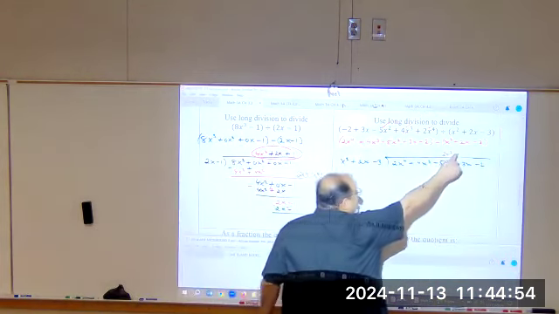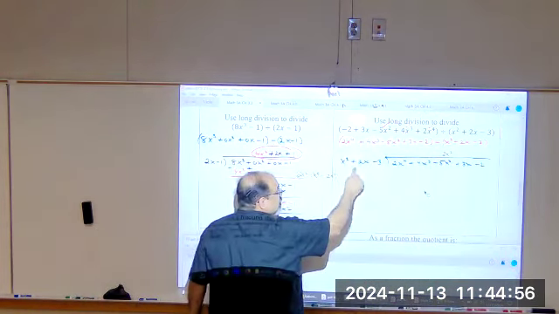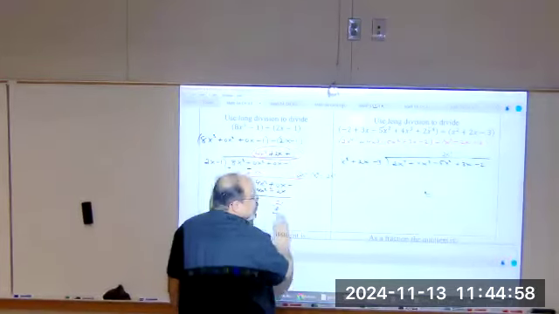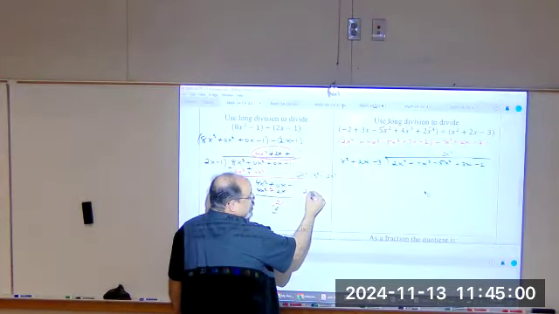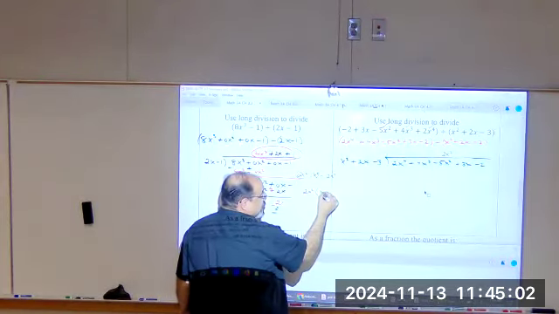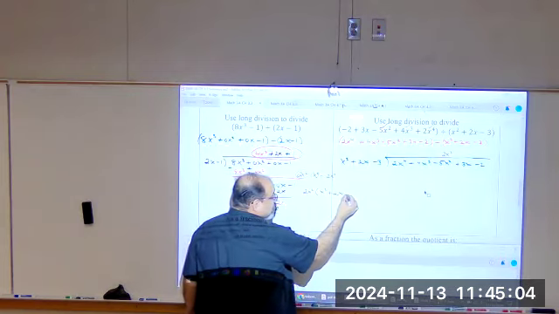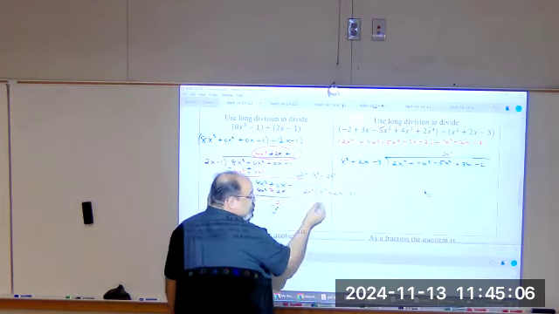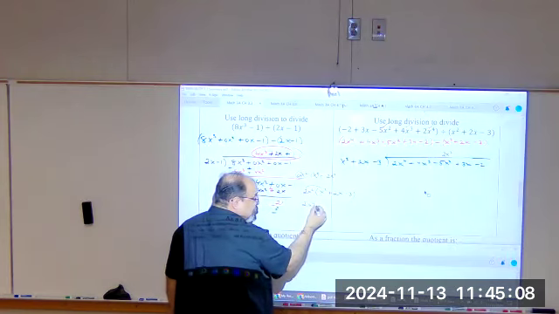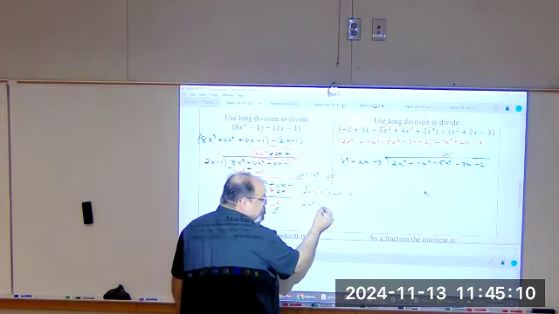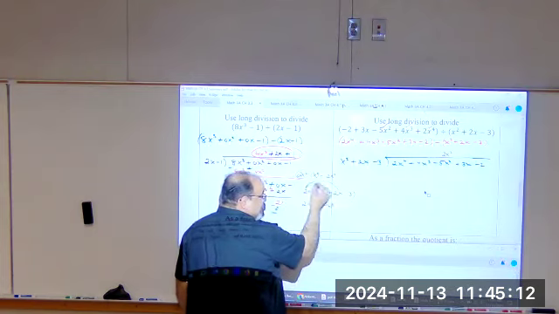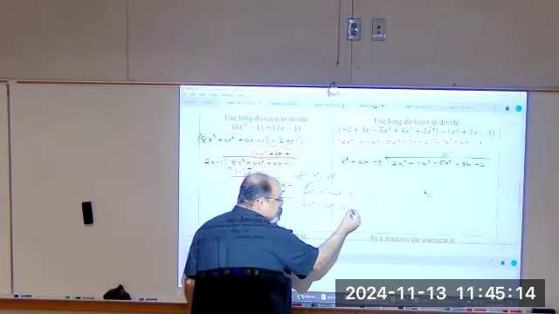Distribute. It's that 2x to the second times each one. If you have to write it on the side, do it. That 2x squared times this x squared plus 2x minus 3. We get 2x to the 4th. We get 4x to the 3rd. And we get minus 6x squared.